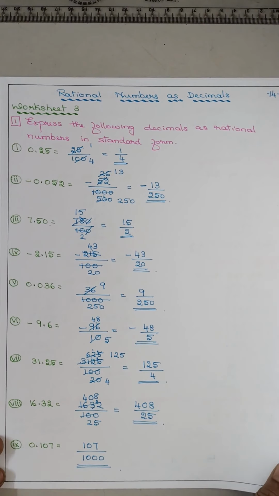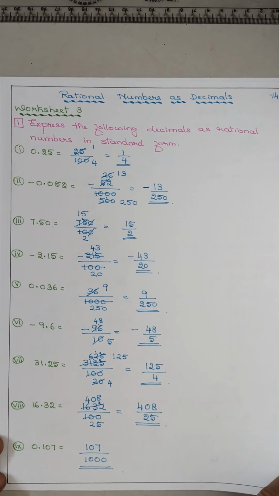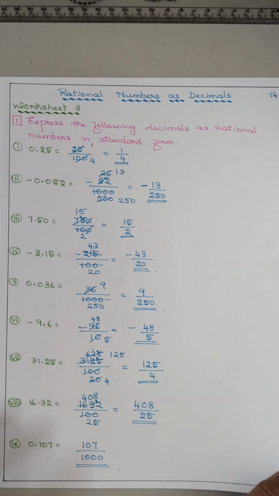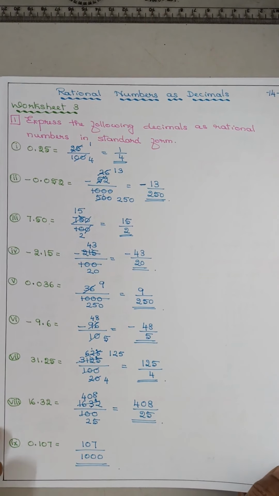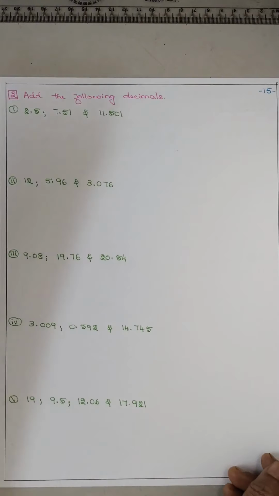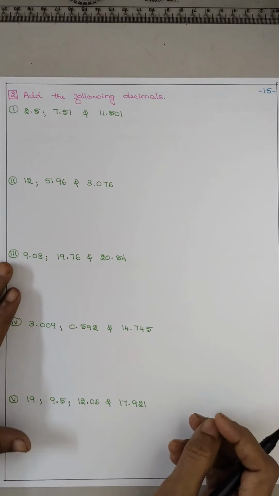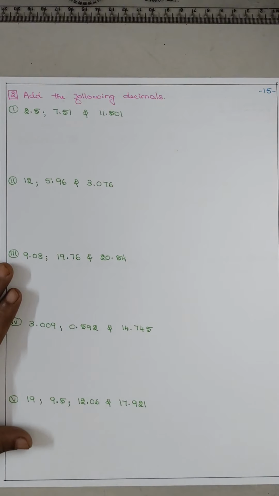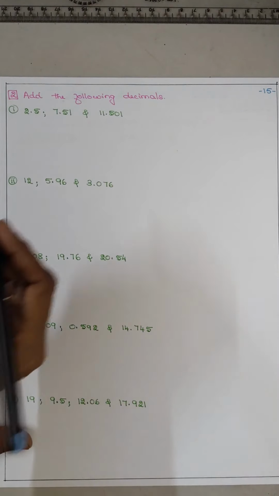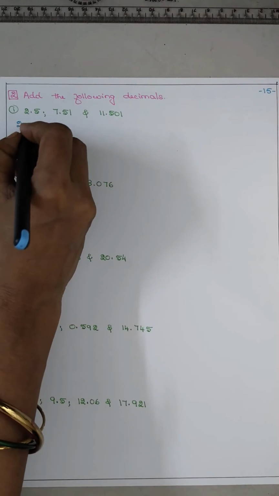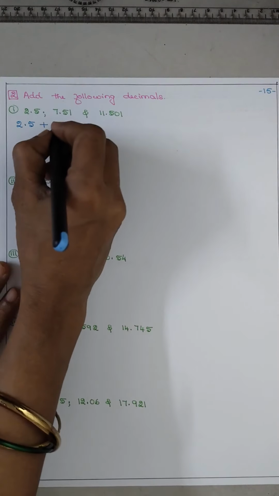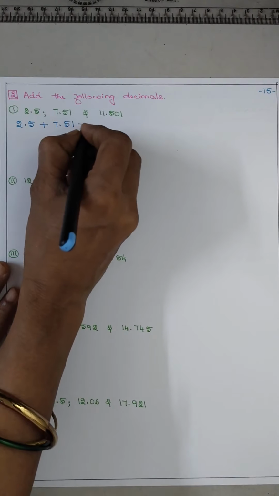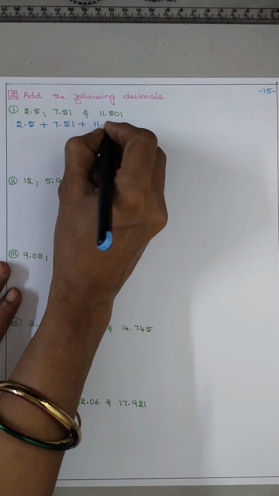So we have completed question number 1, that is, express the decimals as rational numbers in the standard form. Now coming to the second question, that is, add the decimals. Here we will try the horizontal method only. First you have to write 2.5 plus 7.51 plus 11.501.